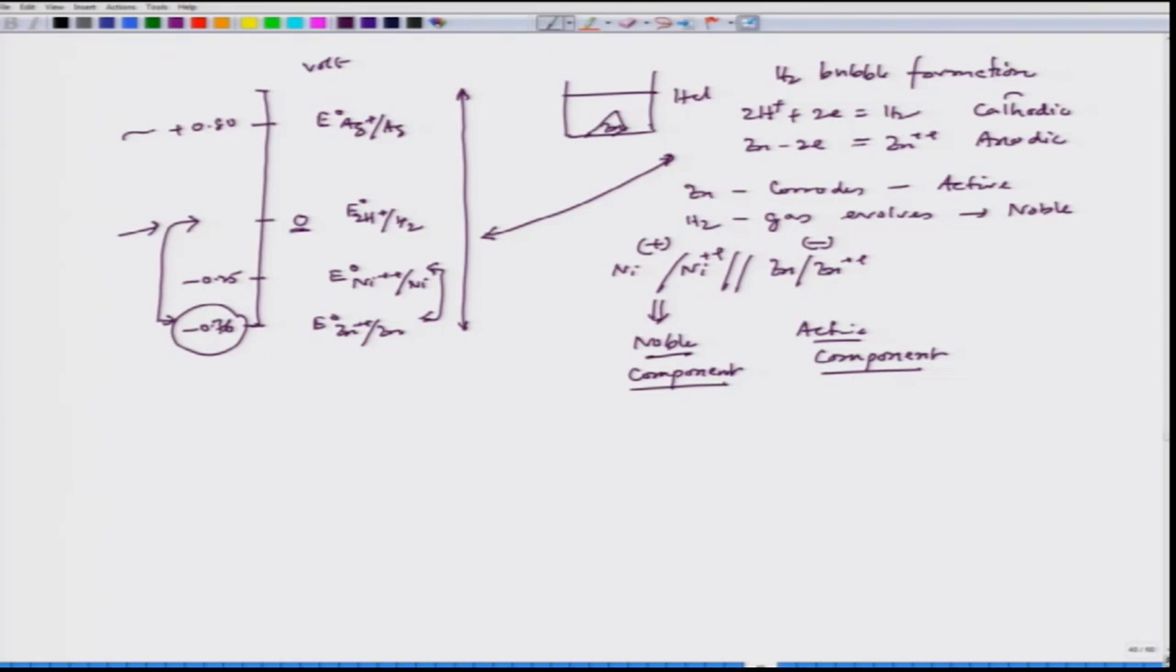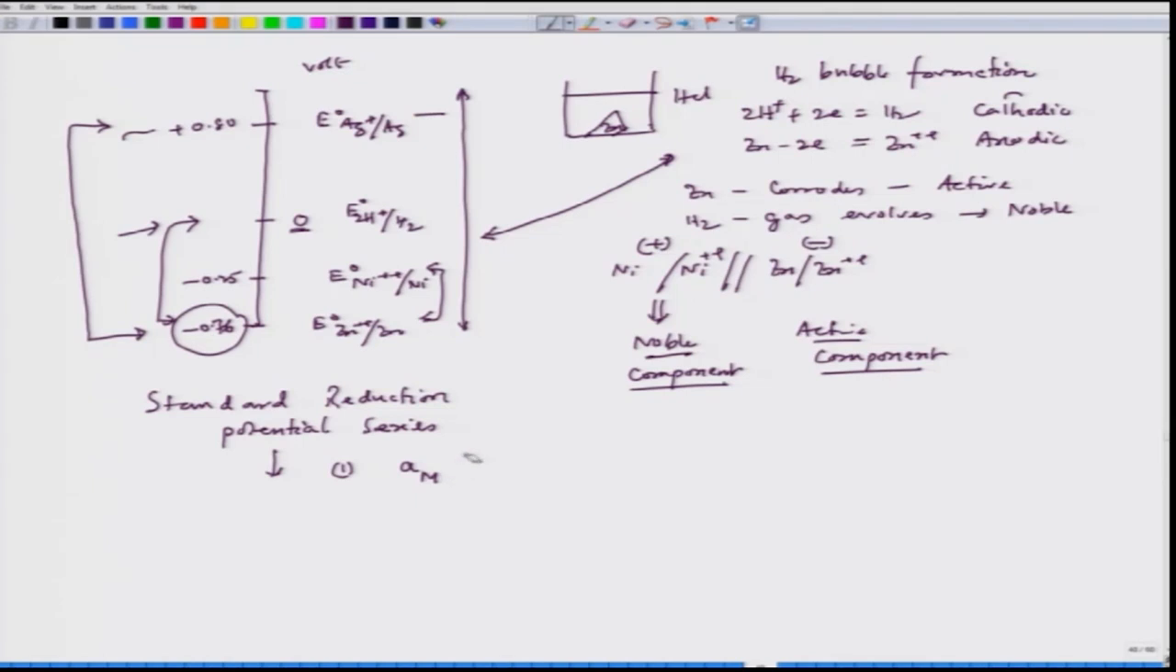Now, for example, if I connect Ag and zinc, we would also see similar behavior. That means Ag would deposit because of the reduction of Ag+ ion, and zinc would dissolve because of its active nature, since its reduction potential is way below the reduction potential of Ag+/Ag. Like that, when we distribute all the standard reduction potentials, we call it the standard reduction potential series. In order to construct this, the criteria are that the activity of the metal ion should be 1 and the metal should be pure.